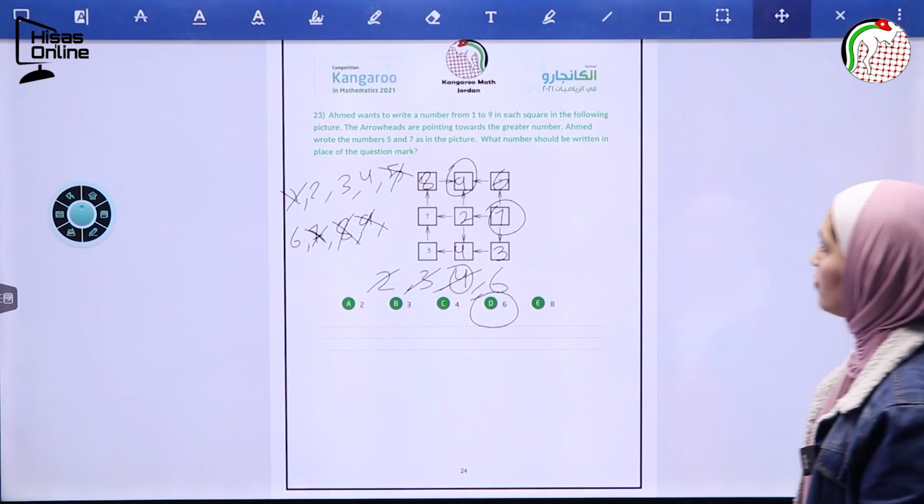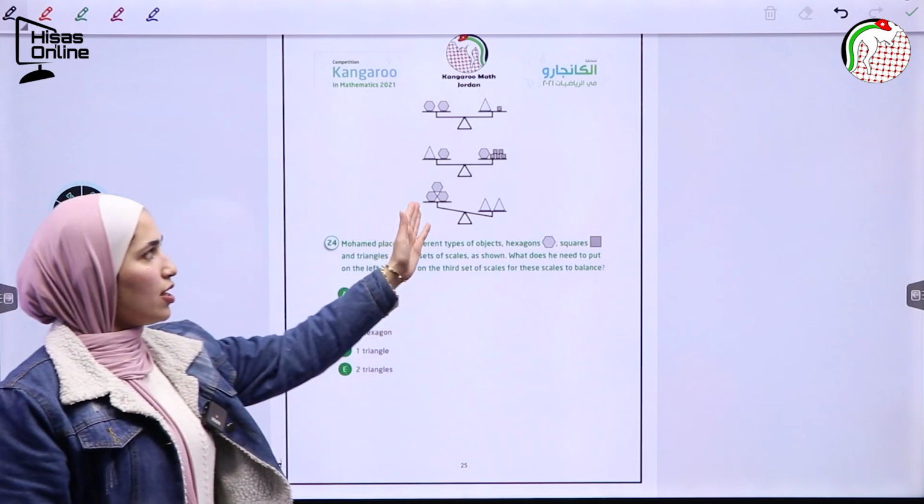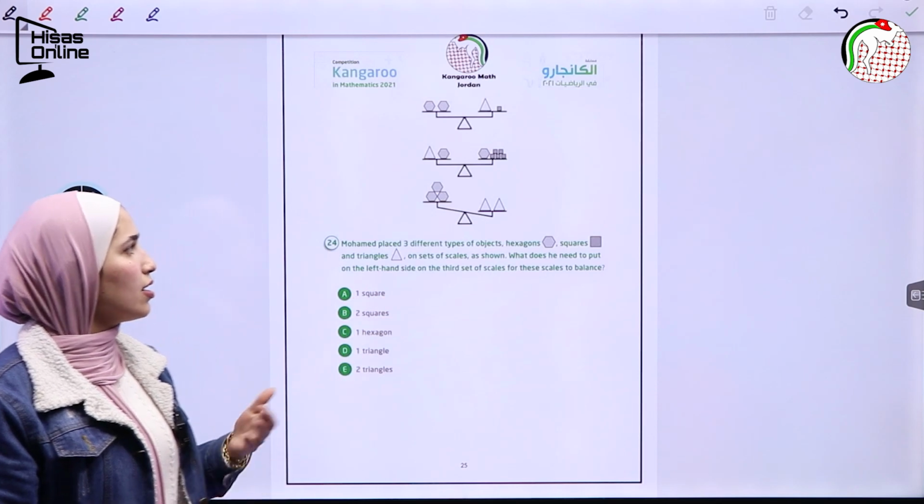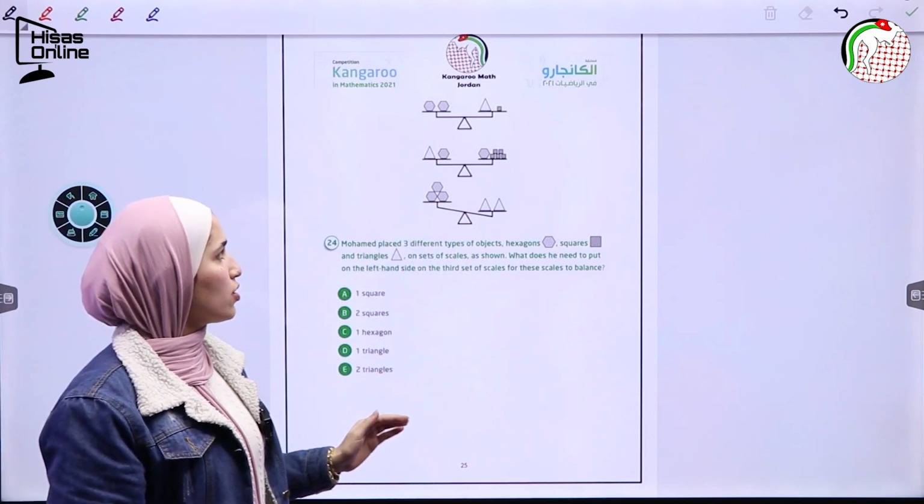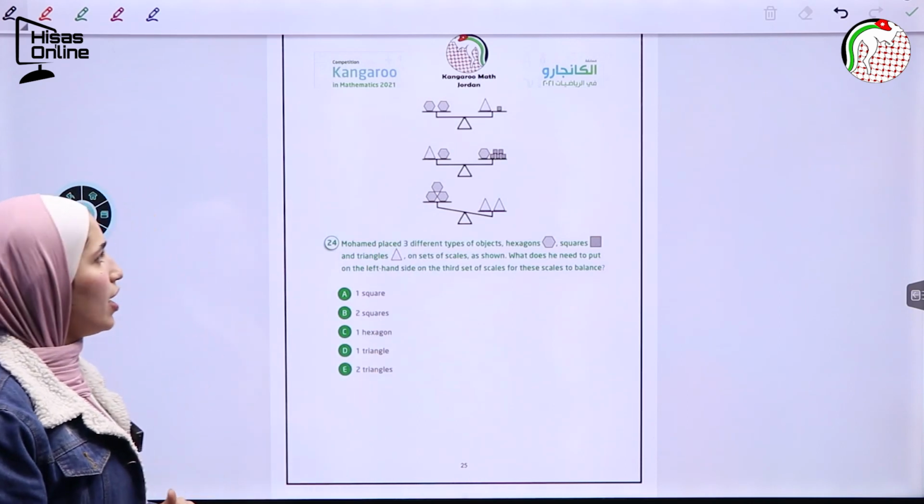The last question. Question number 24. Muhammad placed 3 different types of objects: hexagons, squares, and triangles on sets of scales as shown. What does he need to put on the left-hand side on the third set of scales for these scales to balance? So as you see, students, the left hand is lighter than the right hand. So we need to know what should we put here to make the hands balanced.